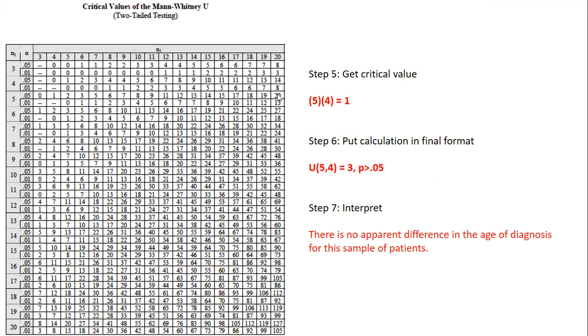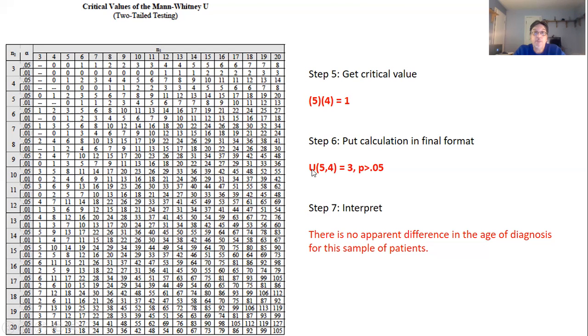So in this one, our critical value is based on the scores of 5 and 4, 5 people in one group, 4 in the other. So we start off here with 5, go down for 4, and the 0.05. Okay, so it's this block, but 0.05 here is a value of 1. So our critical value is 1. We use the calculated value of 3 in this. So we know that that's our calculated value.